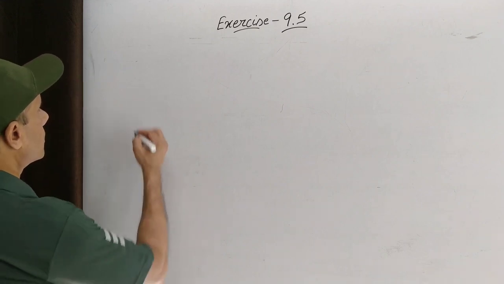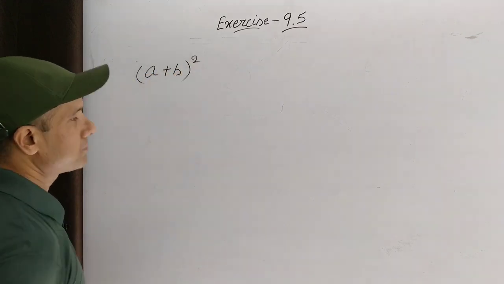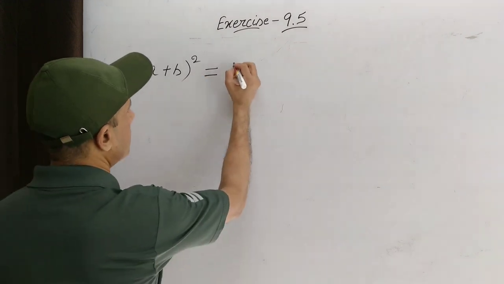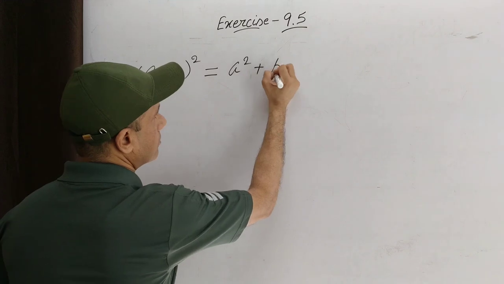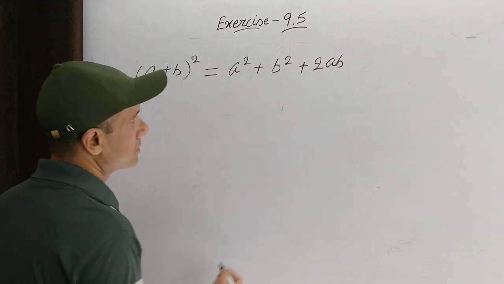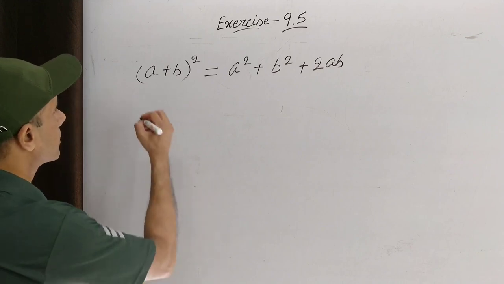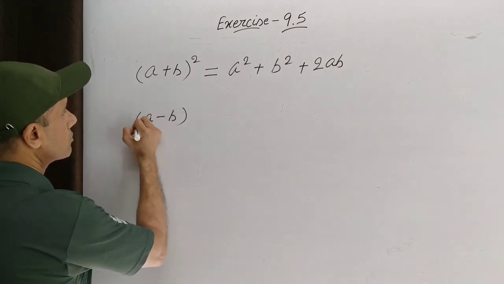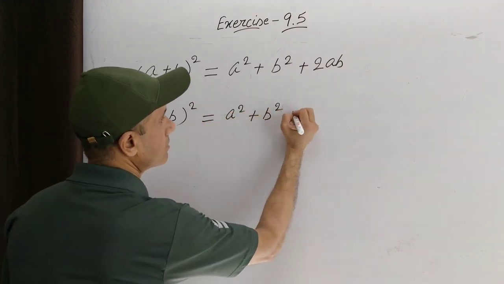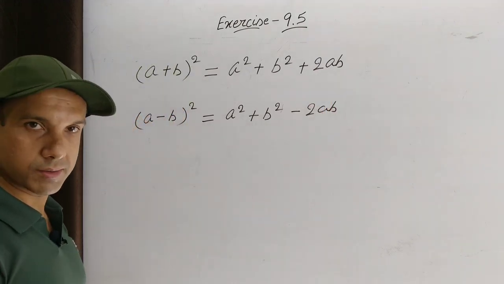So, suppose we have (a plus b) whole square. This is an expression, and identical to this is a square plus b square plus 2ab, and this equation becomes an identity or a formula. Similarly, (a minus b) whole square is equal to a square plus b square minus 2ab. This is also an identity or a formula.